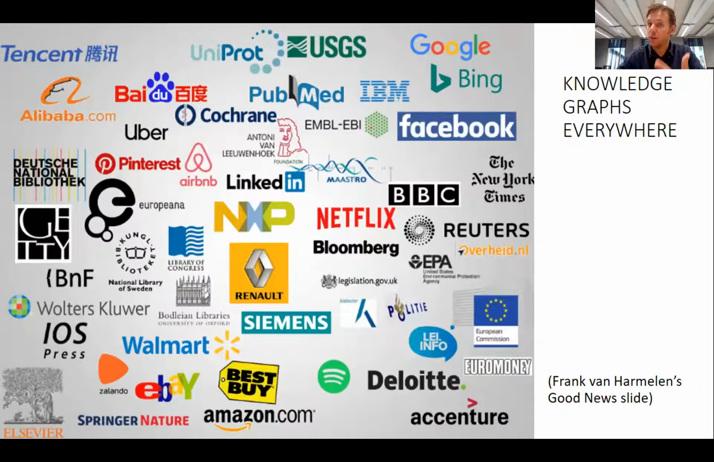And they are actually being used not only in academia, but also in industry. So we now see that basically all the big data companies combine their information in knowledge graphs. Museums do this, companies like Netflix. So we find those everywhere. So this is my colleague Frank van Harmelen's good news slide of companies and industries that are using this, and it's getting fuller and fuller. So that's great.